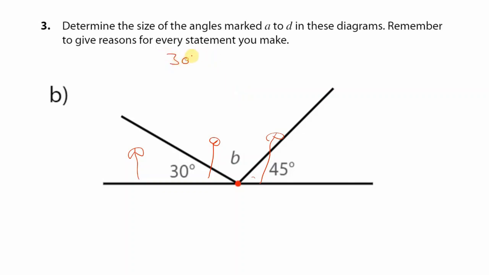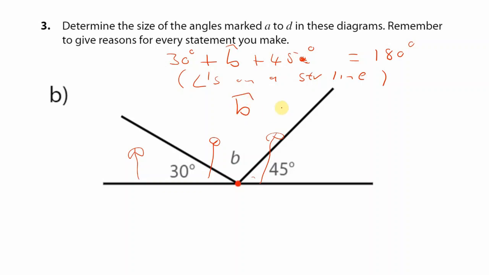So we can say 30 degrees plus angle B plus 45 degrees equals 180 degrees. Reason being angles on a straight line. So now we can solve. So we know we want the letter of the alphabet on the one side, we want the numbers on the other side. So on the left we have B.